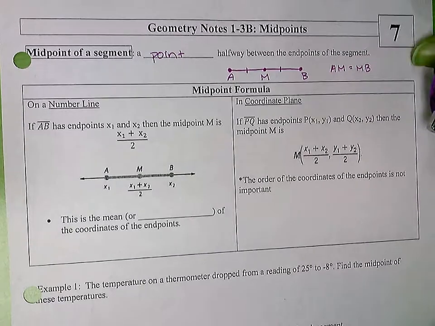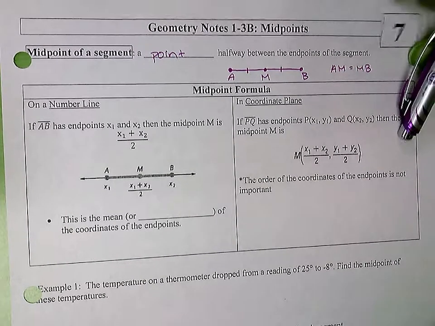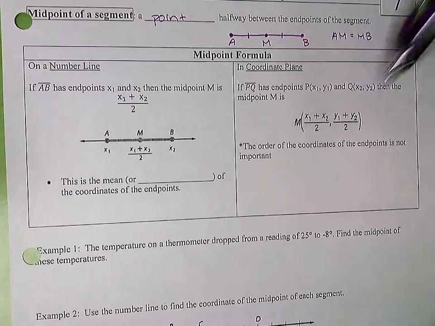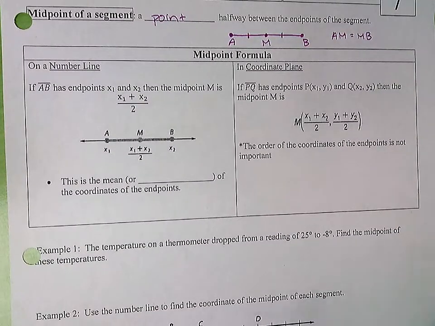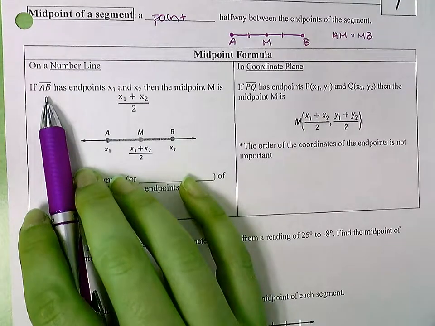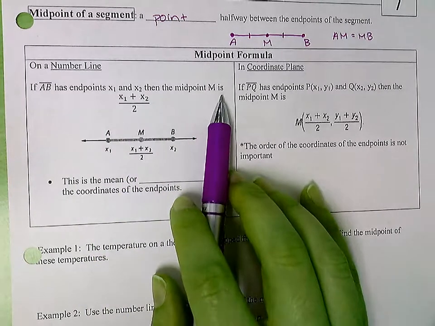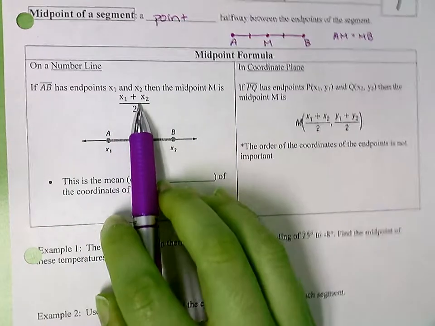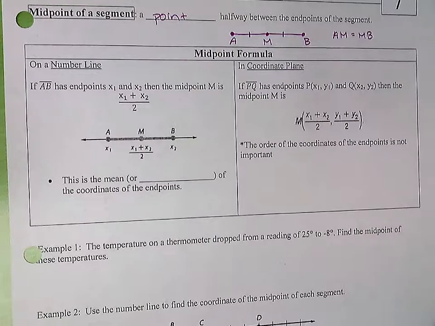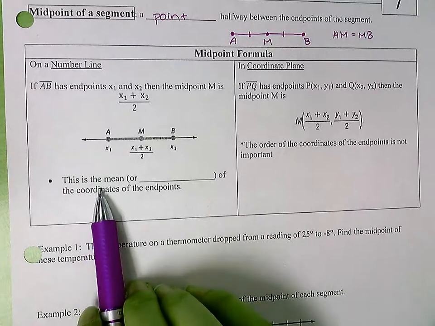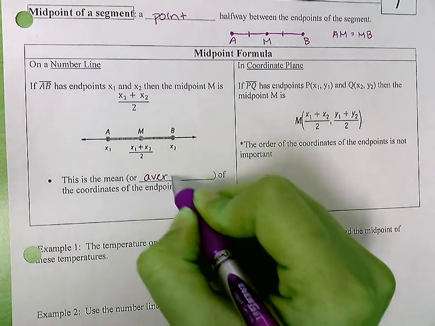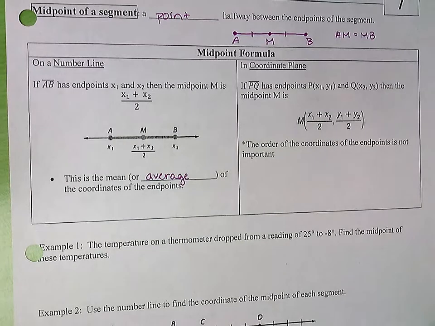All right, so we have midpoint formulas just like we had distance formulas. So we have one on a number line and one on the coordinate plane. On a number line, if we have segment AB with endpoints x sub 1 and x sub 2, then the midpoint M, you're going to take x sub 1 plus x sub 2 and divide by 2. So what you're doing is just taking the mean, or the average, of those endpoints. You add them together and divide by 2 to get that midpoint.